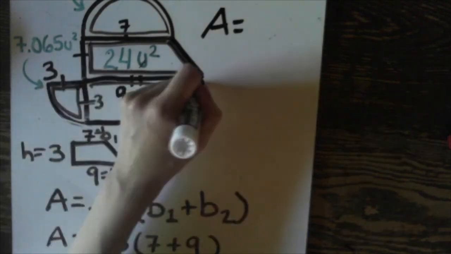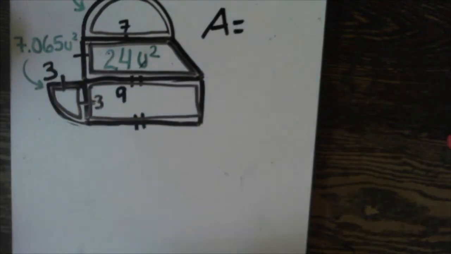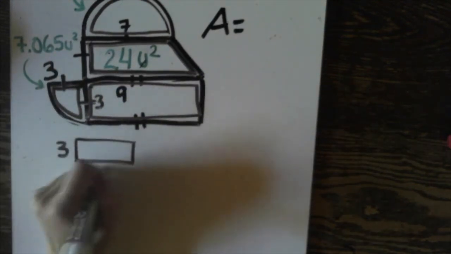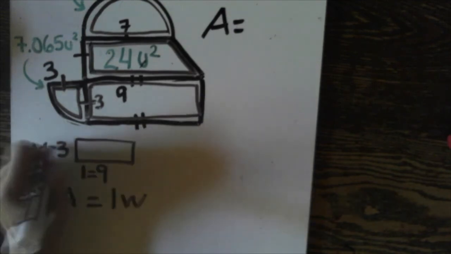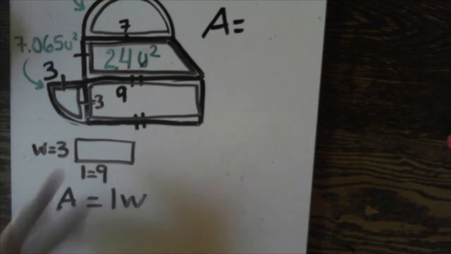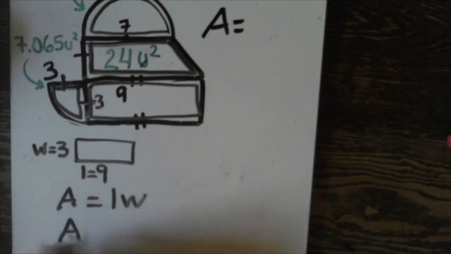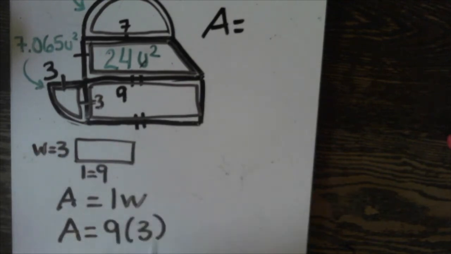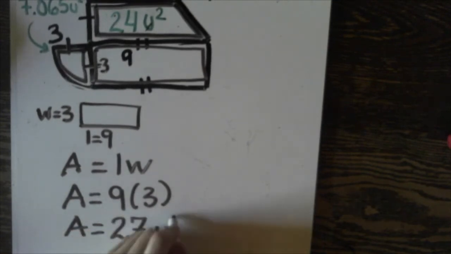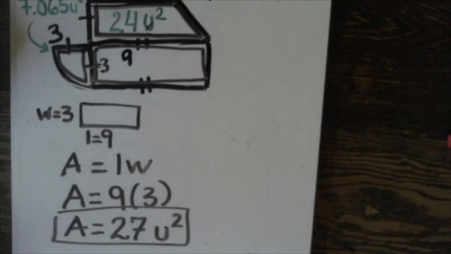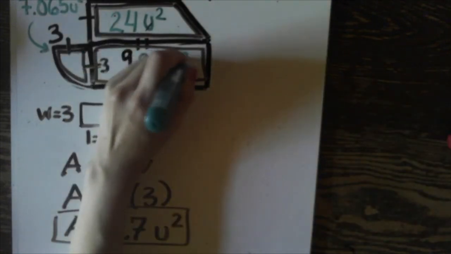Finally, for our rectangle, we have a 3 by 9 rectangle. This rectangle has length 9 and width 3, or the other way around. It's not really important which one you label which, because 3 times 9 and 9 times 3 are both 27 square units. Now we have found all of the different parts of our composite figure.